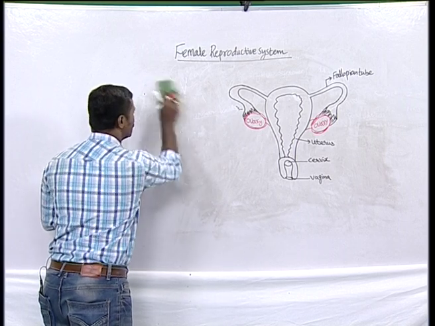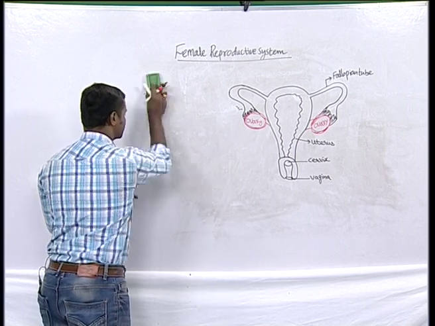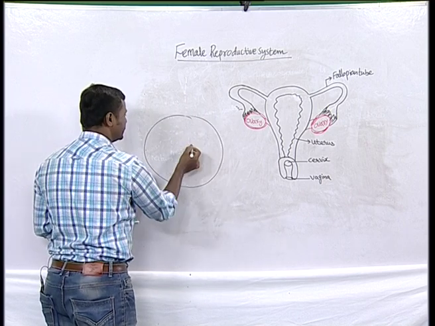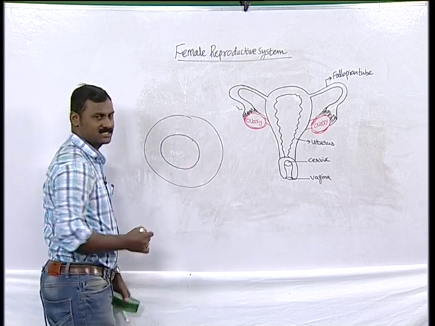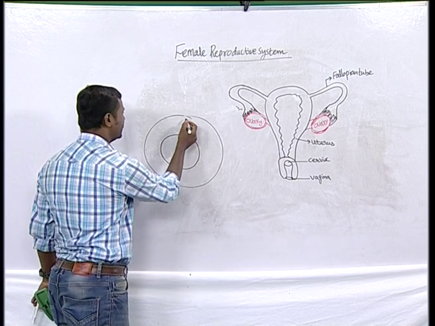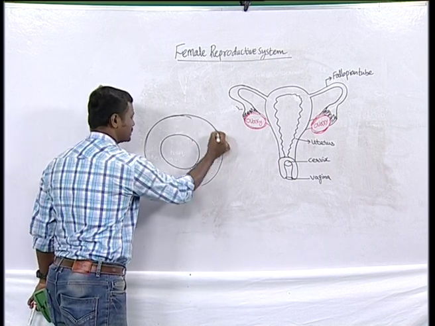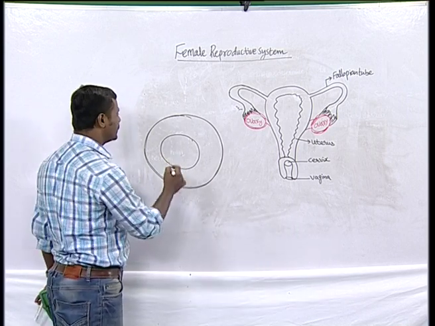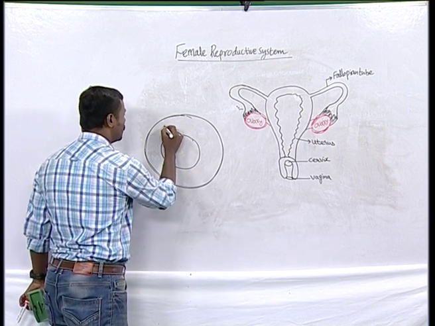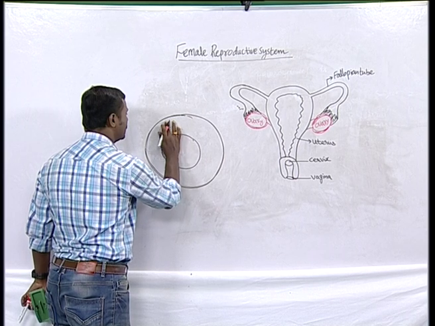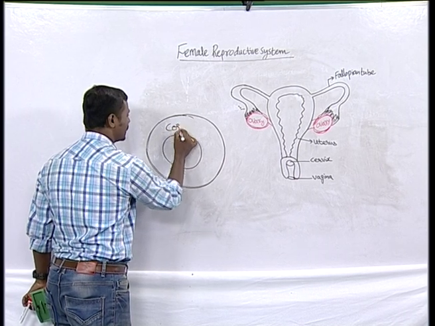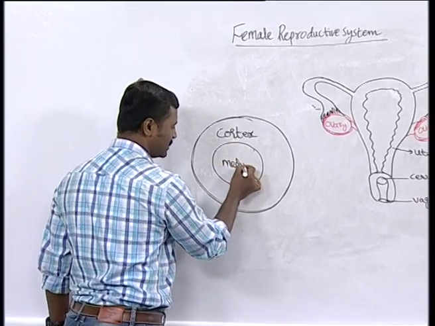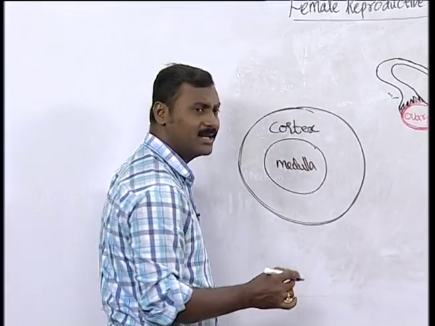Now let us see the ovary structure. It is divided into two regions. The ovary is covered by tunica albuginea. Within this, the outer part is called the cortex region, and the inner part in the ovary is called the medulla region.